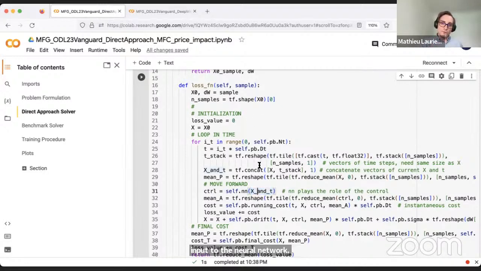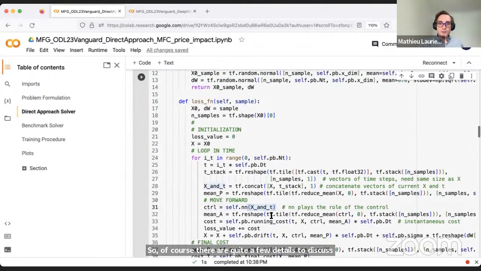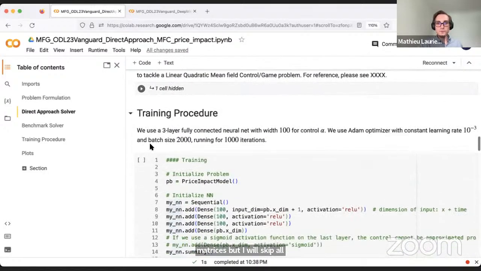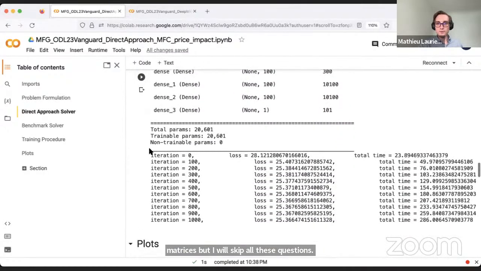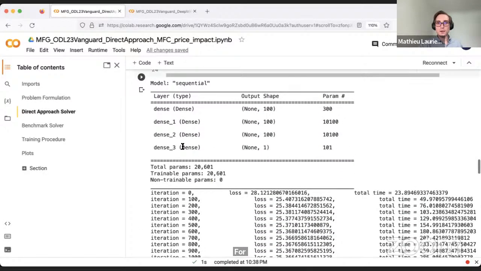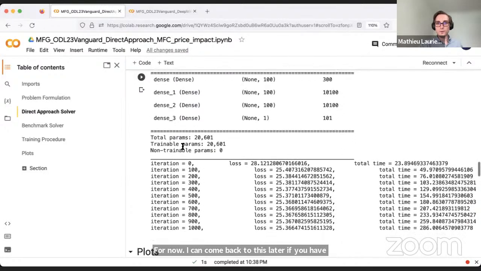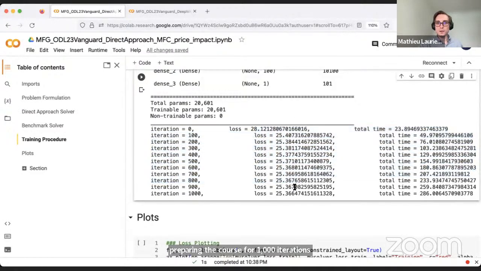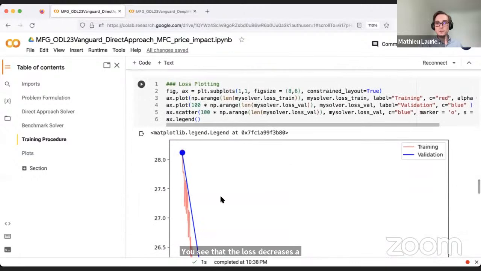Of course, there are quite a few details to discuss in the implementation. In particular, it uses a population of samples, so you have to be very careful about the dimensions. Typically, deep learning works with tensors instead of matrices, but I will skip all these questions for now. I can come back to this later if you have questions. And here I ran it while preparing the course. For 1,000 iterations, you see that the loss decreases a little bit, but you can run it for longer.